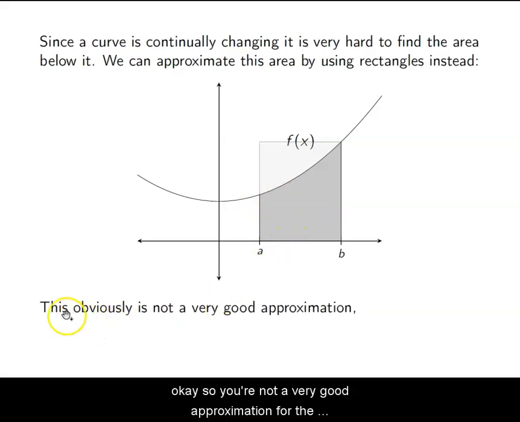rectangle. Okay, so again, this is obviously not a very good approximation, but the reason we use rectangles instead of trapezoids is because rectangles are easy to use. It's easy to find the area of a rectangle.